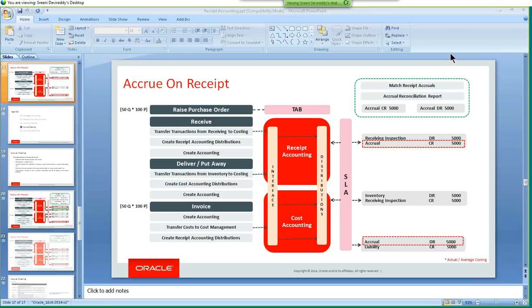In case of transfer pricing between inventory organizations through transfer orders, is the margin going to be updated in the average cost of the item in the receiving organization? Excellent question. Answer is yes. And I'll show you tomorrow how it is done.